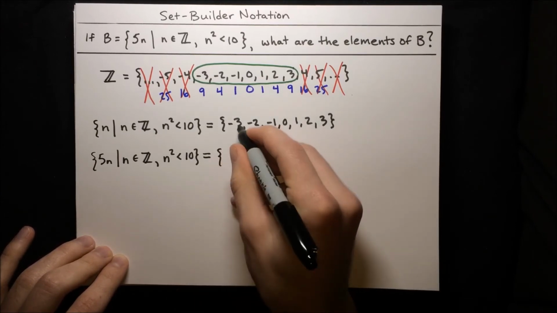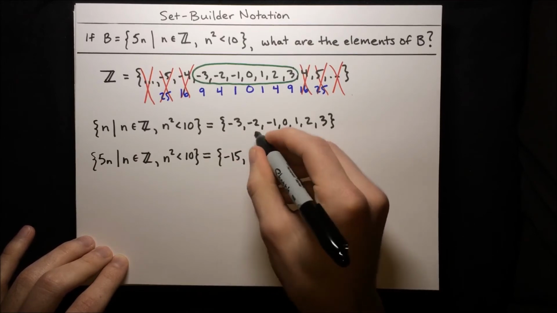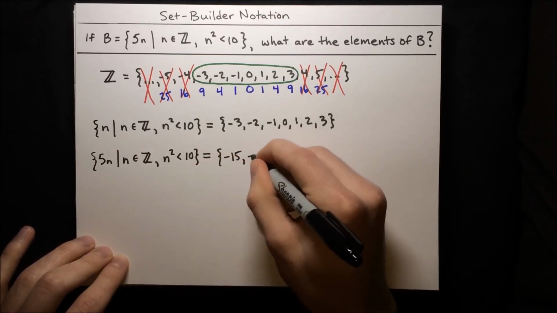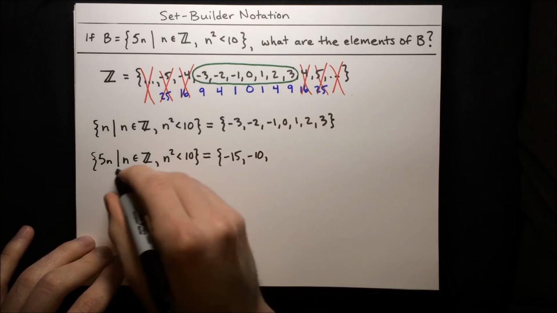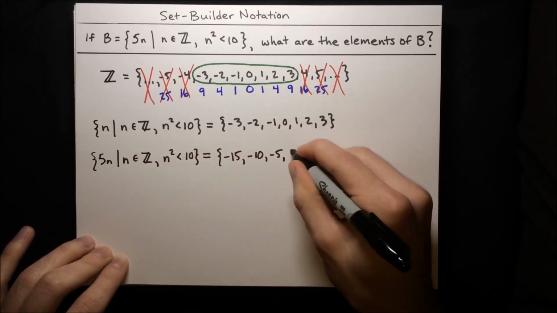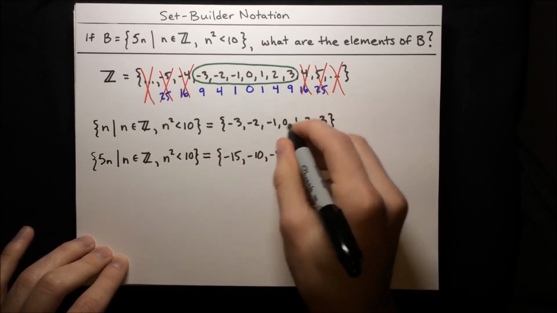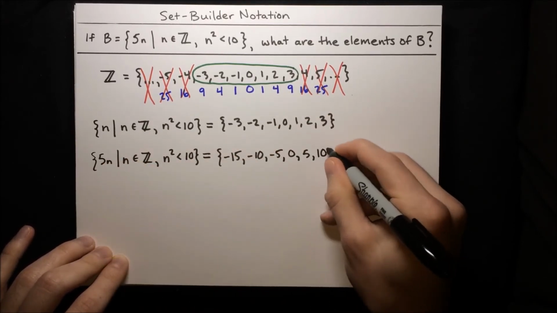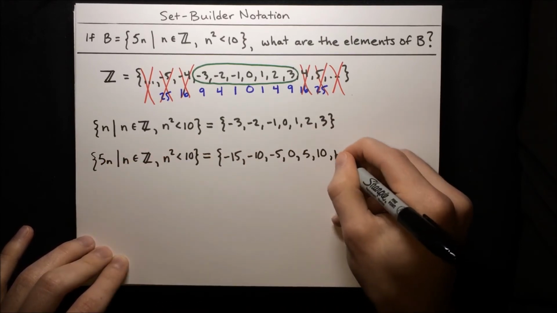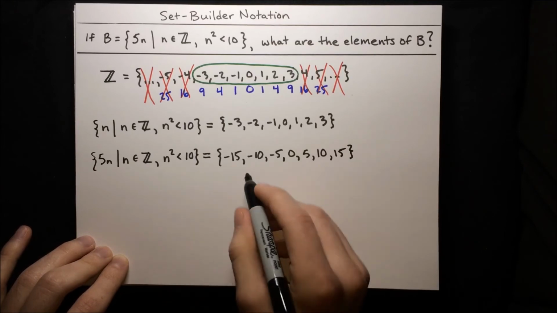So negative 3 times 5 is just going to be negative 15. Negative 2 times 5 is negative 10. Negative 1 times 5 is negative 5. 0 times 5, 0. Then 1 times 5, 5. 2 times 5 is 10. And 3 times 5 is 15. And there we go. These are the elements of B then.